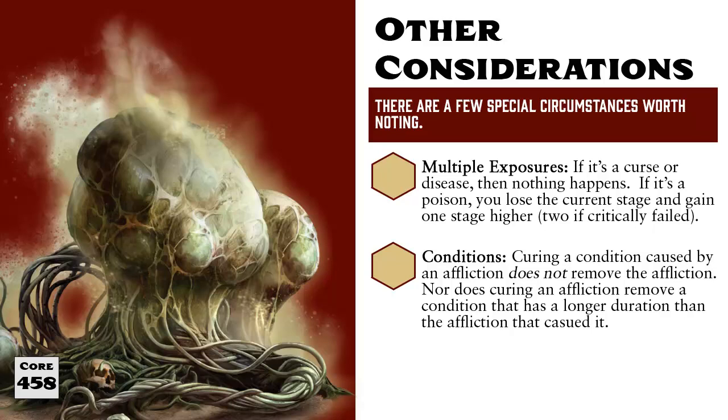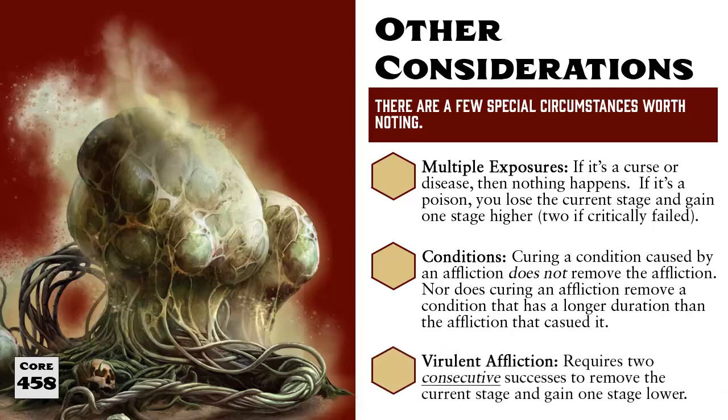And the last special circumstance I want to talk about is virulent afflictions. These are especially nasty afflictions that operate the same way as normal afflictions, except they require 2 consecutive successes to remove the current stage and gain 1 stage lower, or 1 critical success gains 1 stage lower instead of 2 lower.